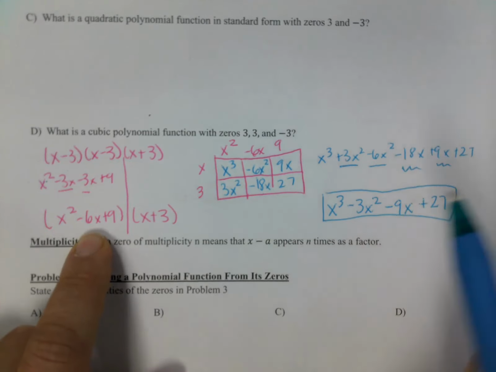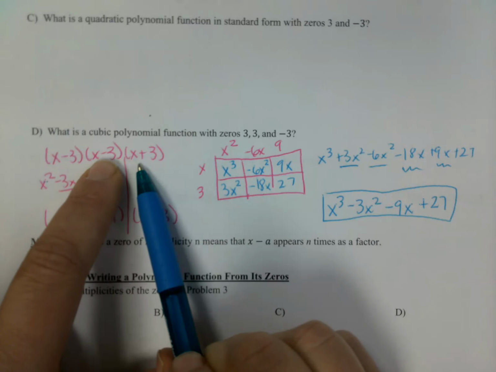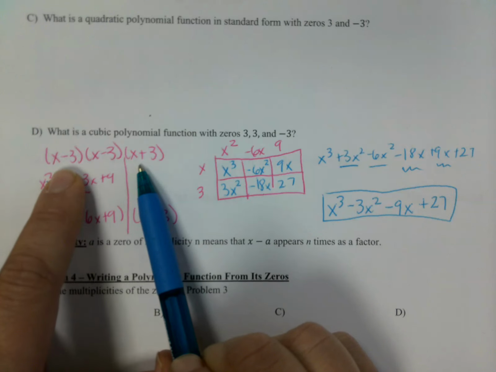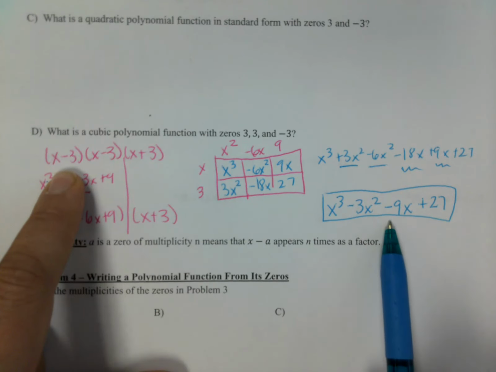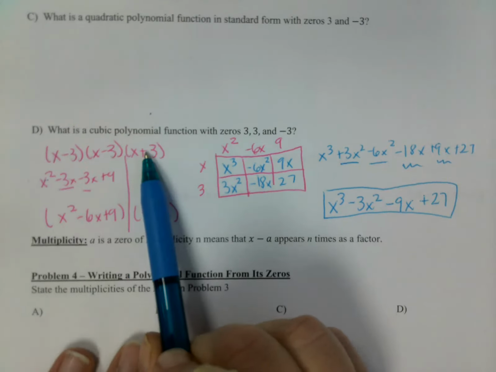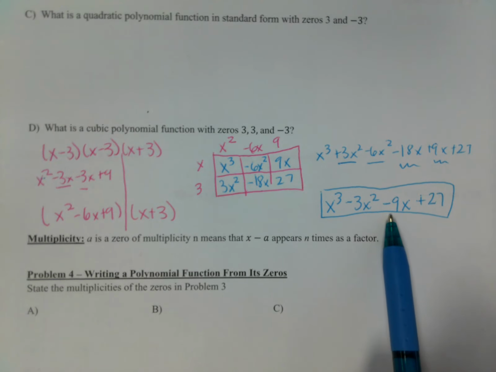Just to let you know, if you chose to multiply these two together first and got your answer, then multiply it by this, you should still get this as your answer. The order that you multiply these does not matter. Your final result should still be the same.